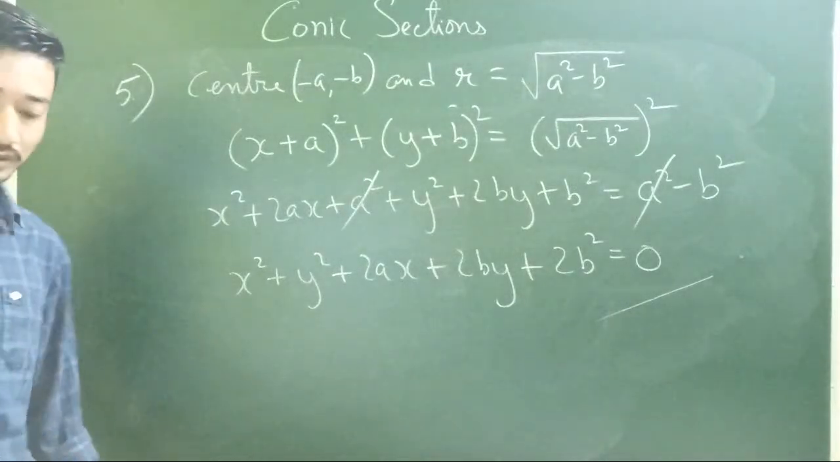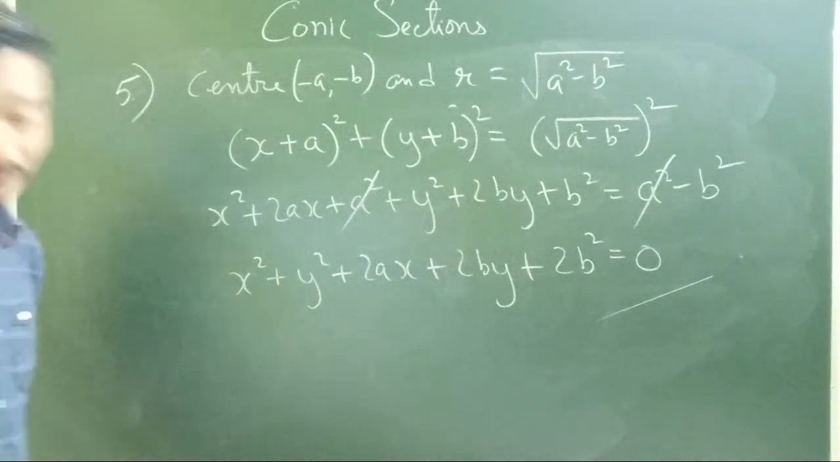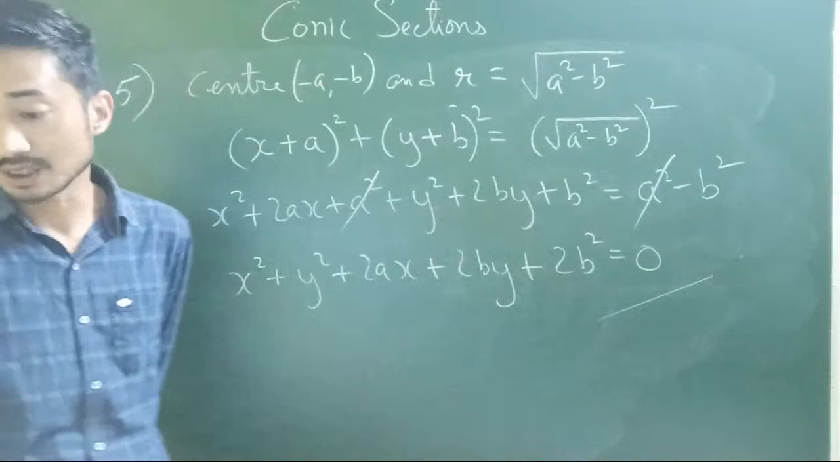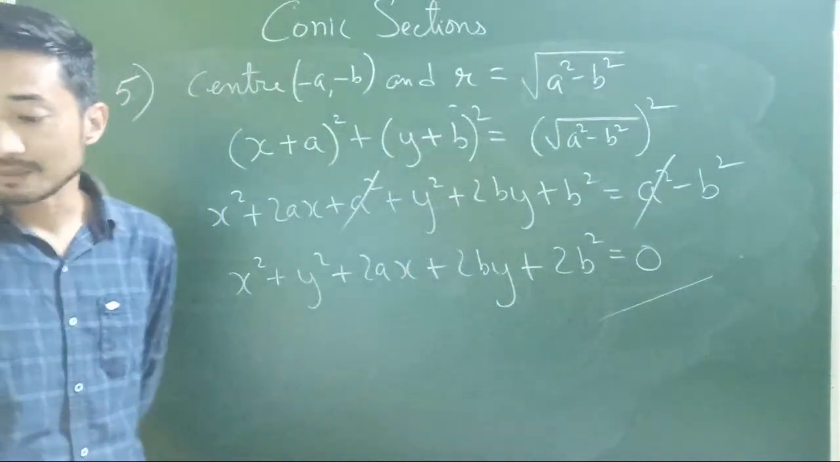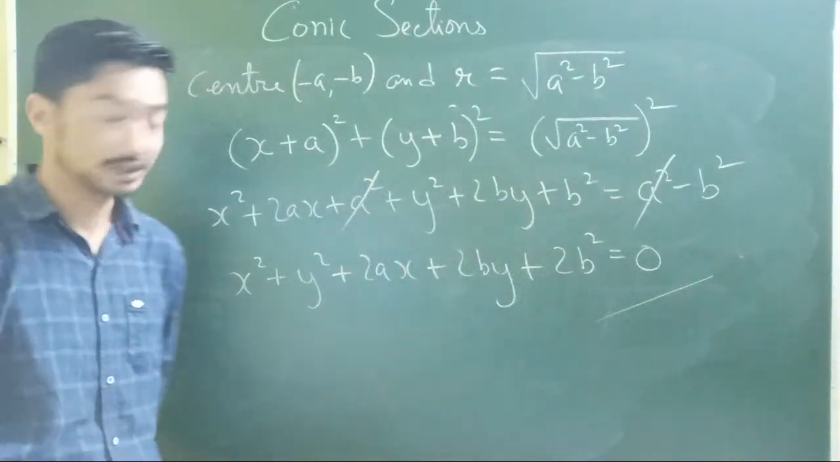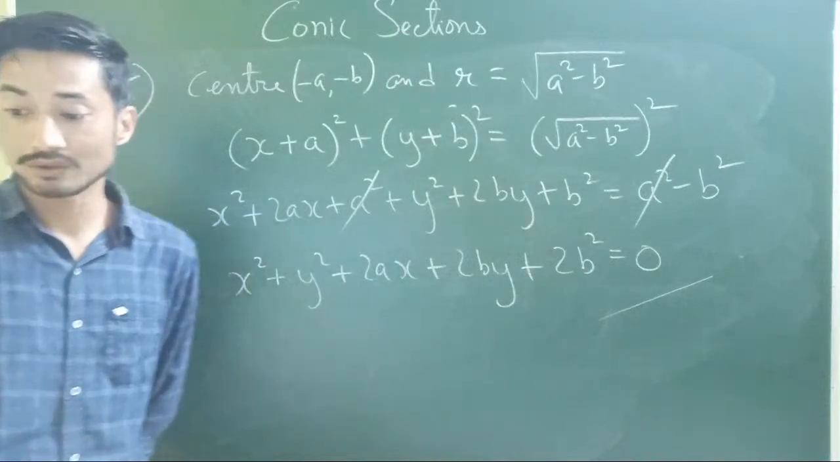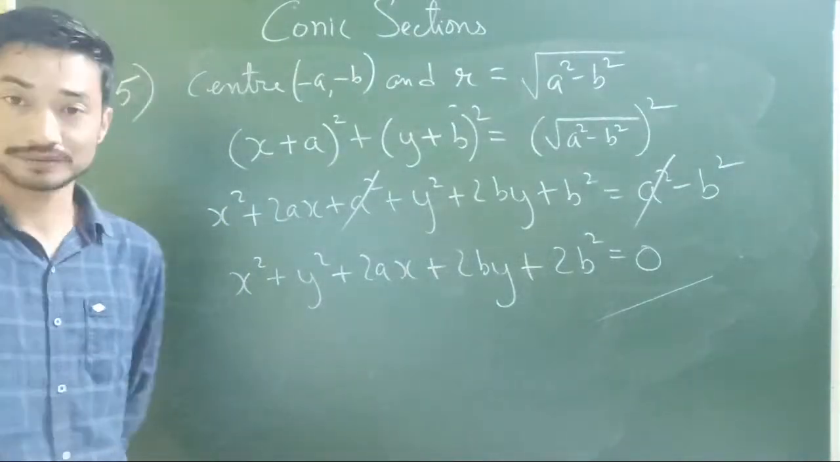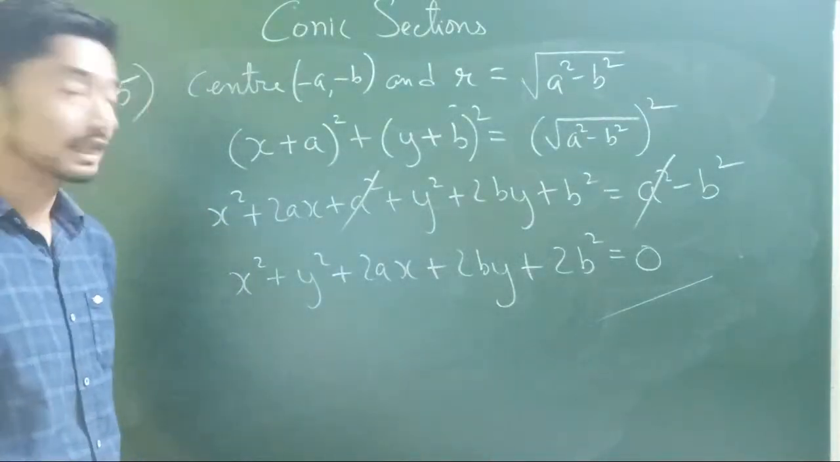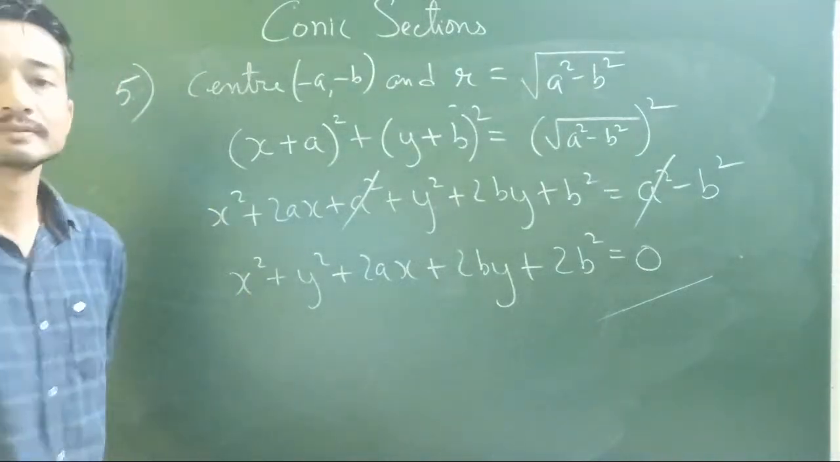Simple equation, even though the question looked so intimidating. Some of you, immediately after looking at it, must have thought, oh, this is going to be a tough question. Center minus a minus b, radius root over a square minus b square. How are we going to solve it? That's why I have told you before also, never go for the looks. Looks can be very deceptive. Never judge a book by its cover. So as you can see, nothing much.